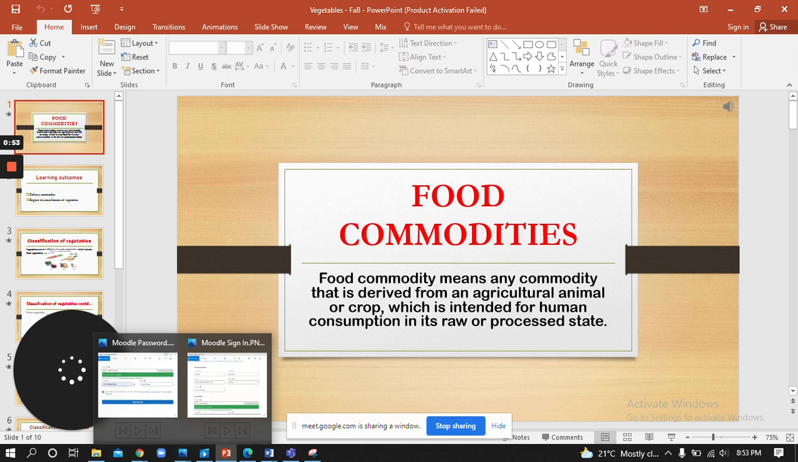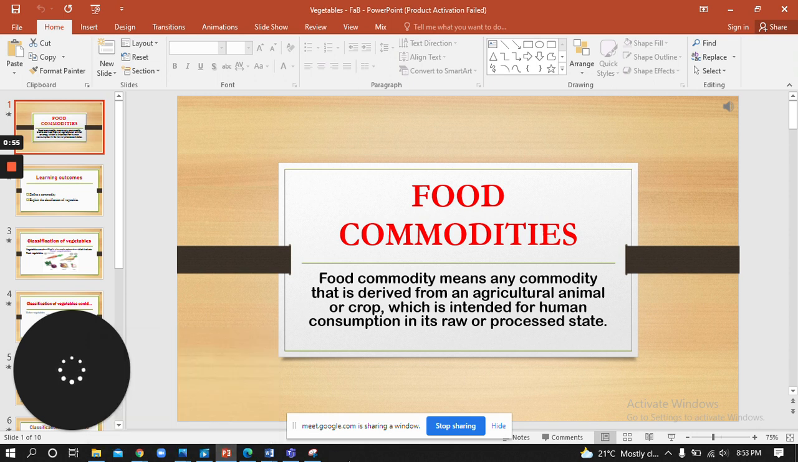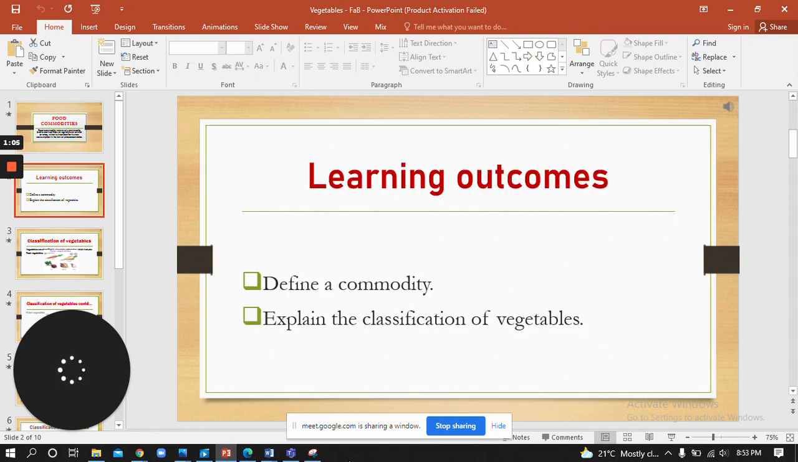As we learned the last time we met, a food commodity is any commodity derived from an animal or a crop, and it's intended for human consumption in its raw or processed state. We'll begin by looking at the learning outcomes for today's lesson, which is defining a commodity. Specifically today, we'll look at vegetables, and we would like to know how to explain the classification of vegetables. And so we'll go right away into the classification.